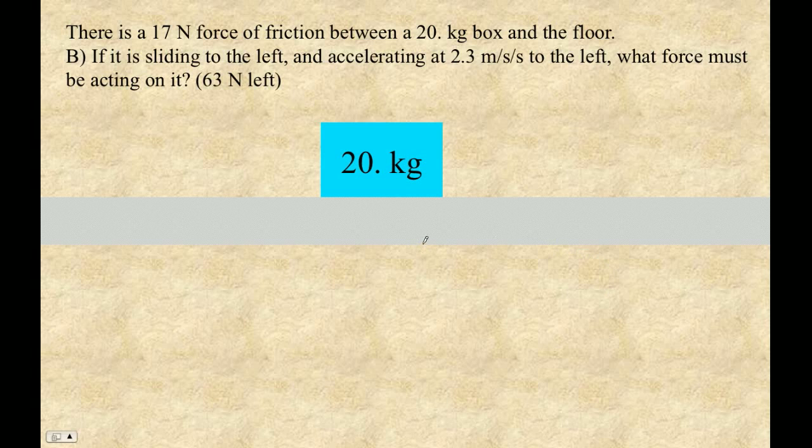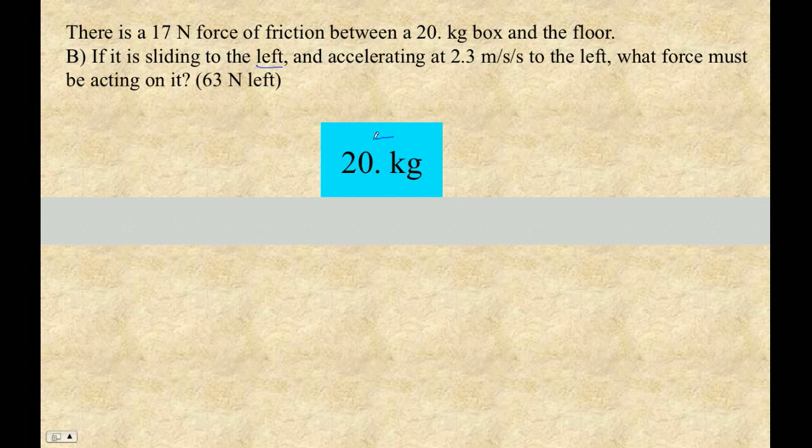Okay, let me show you another example here. This one is an unknown force question. Okay, these are slightly more tricky, but not really too tricky. So let's suppose that there's 17 newtons of friction on this thing, and it's a 20 kilogram box, and the box is sliding to the left.